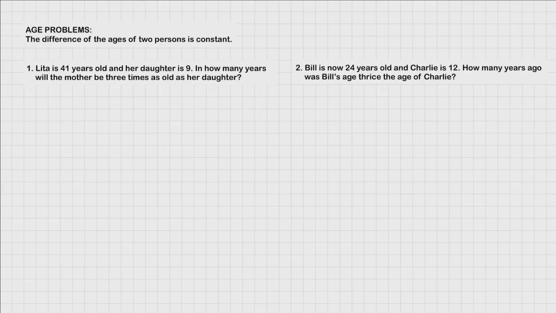To understand this better, let's try and solve some problems. So we have here example number 1. Lita is 41 years old and her daughter is 9. In how many years will the mother be 3 times as old as her daughter? So to solve this problem, we are going to let x be the required number of years.